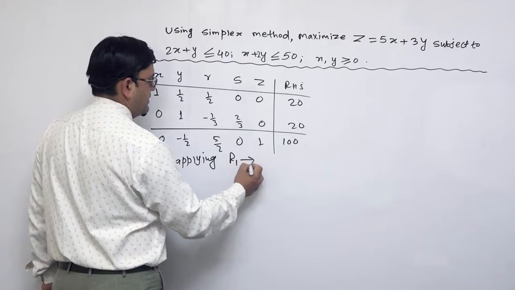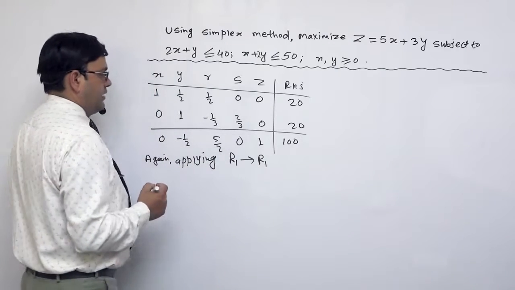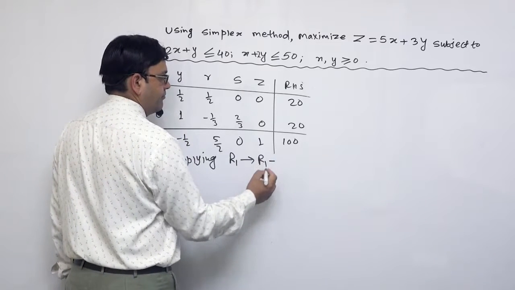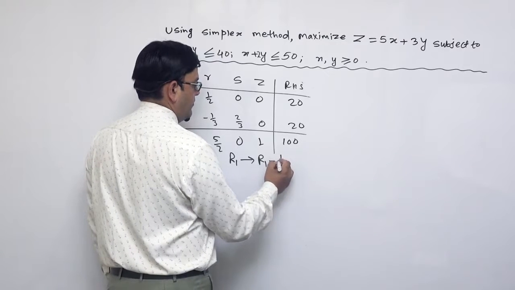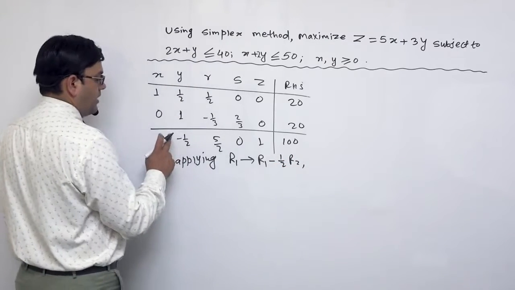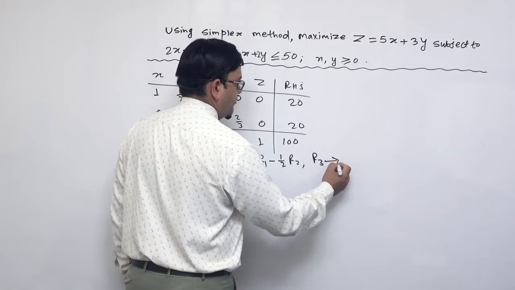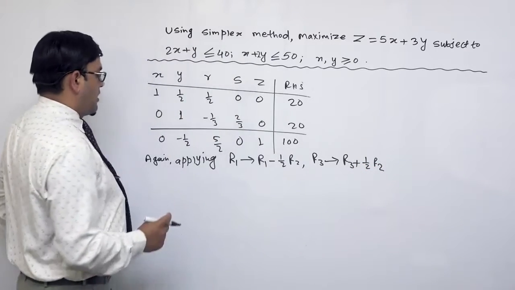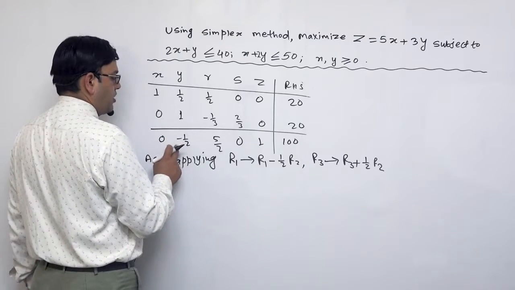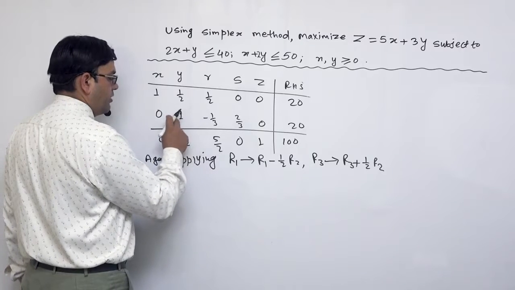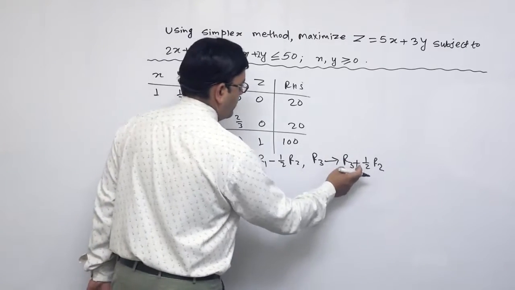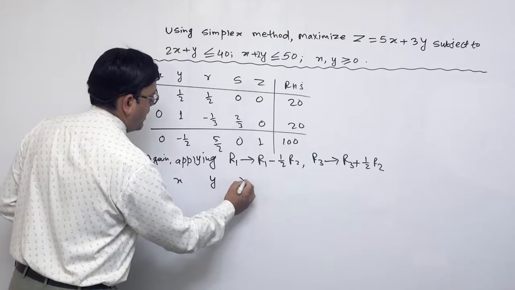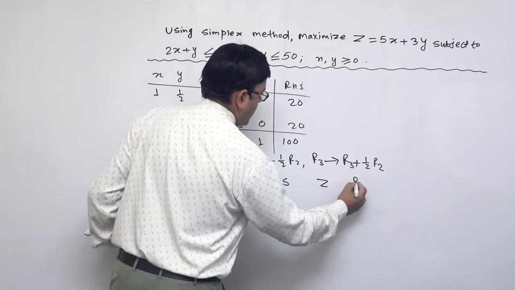R1 changes into R1 minus 1/2 R2, and R3 changes into R3 plus 1/2 R2. Here we have plus 1 and minus 1/2, and to make it 0 we multiply by 1/2 and add. Now see what happens with x, y, r, s, z and RHS.